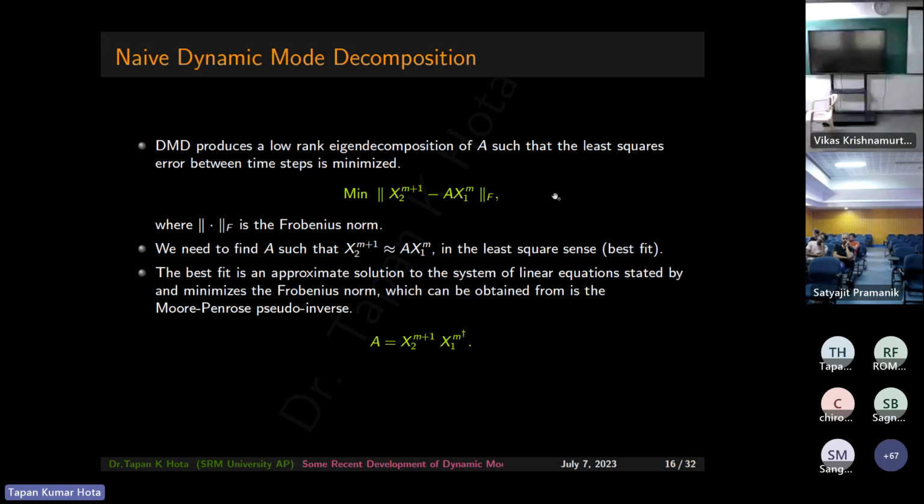Now, what is the main goal? The main goal is to minimize this thing. So what is the big deal? The big deal is that we don't have to use all the data. We can produce a model reduction. A low-rank eigenmode decomposition is only required to find this minimum. In what sense do we solve this minimization problem? In the least squares sense, or in statistical language, we have to do a little bit of linear or quadratic regression analysis. The best fit approximates the solution to the system of linear equations stated and minimizes this Frobenius norm, and it will be obtained by the Moore-Penrose pseudo inverse.